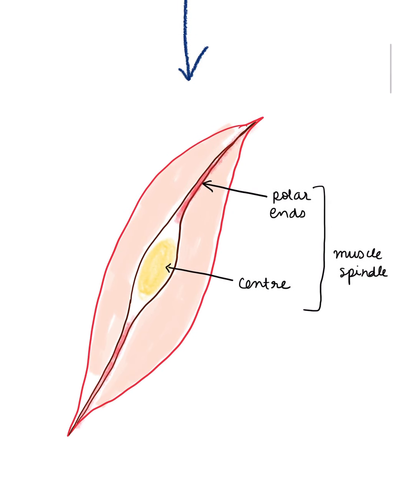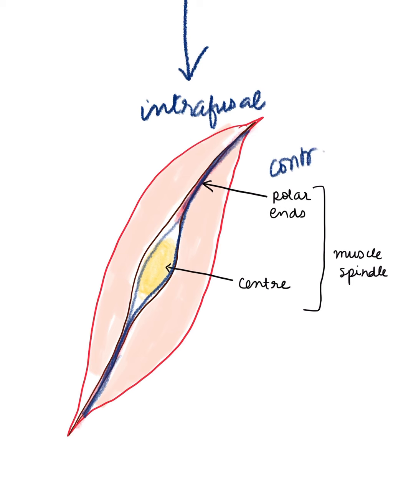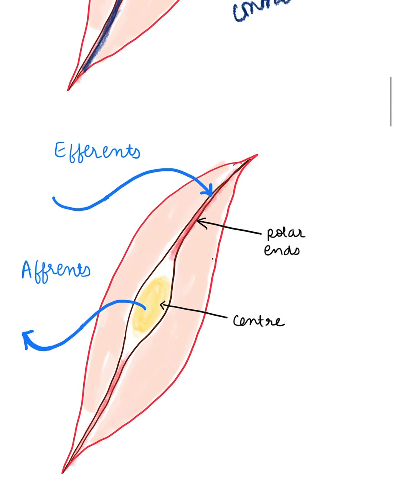Muscle spindle consists of this intrafusal fiber. This is an intrafusal fiber which consists of two polar ends which are contractile and a central region which is dilated in this figure but can be non-dilated, which is non-contractile. So let us study in more detail.